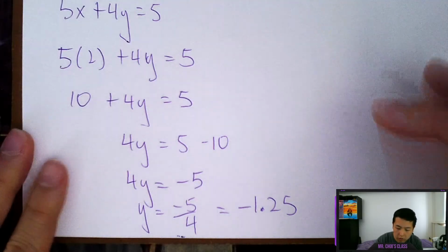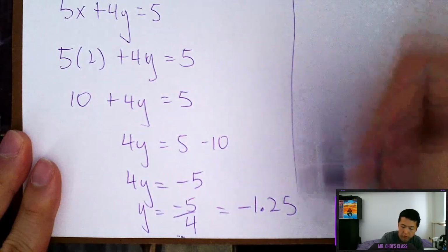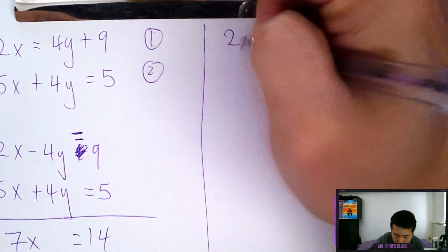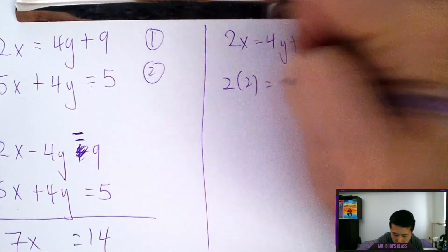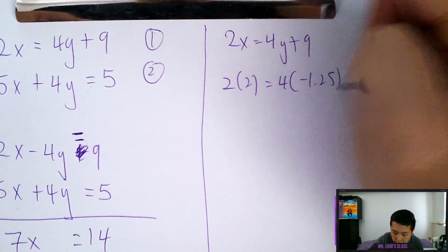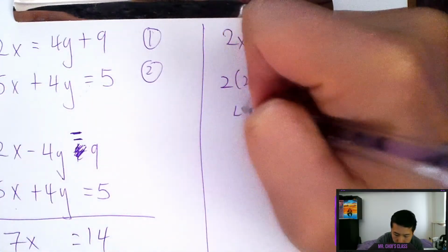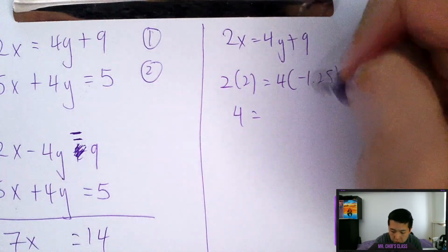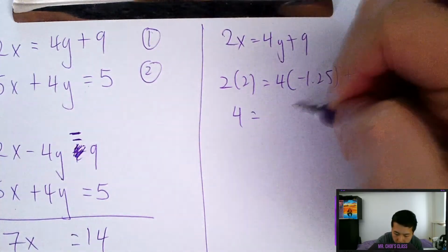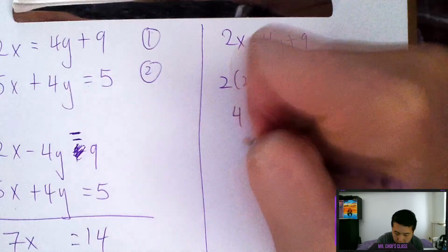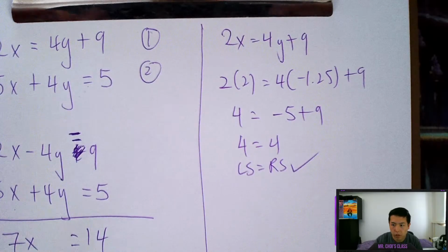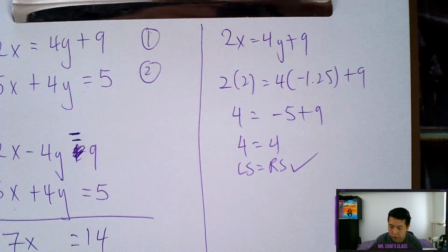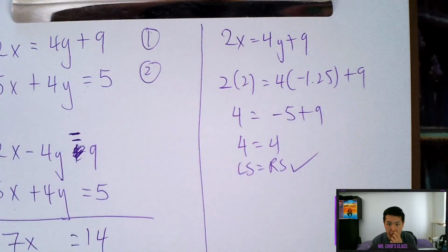If we check our work here, we have x is 2, y is negative 1.25, plus 9, and so we have 4 is equal to... we multiply this, that should give me negative 5 plus 9, so 4 equals 4. That's left side equals right side. Yes, absolutely. So there's our first check there. So we do get left side equals right side.